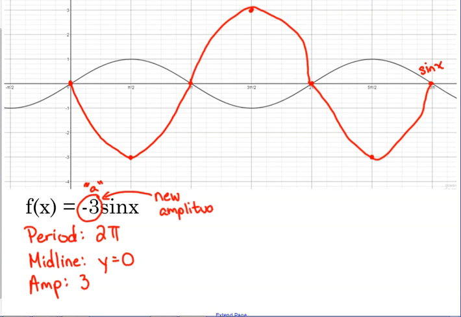Now, again, it's always positive, so the negative here just flipped it over. My amplitude is +3. The negative just flipped the graph over.